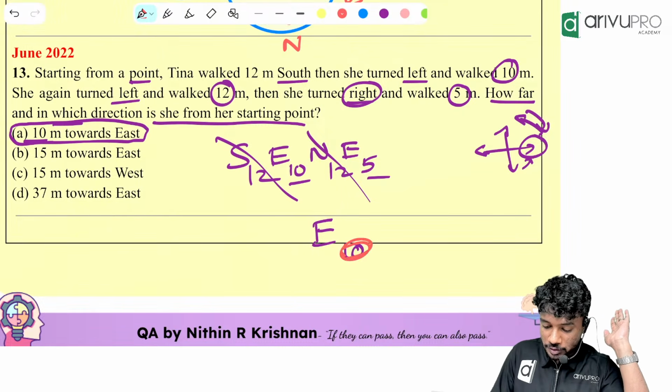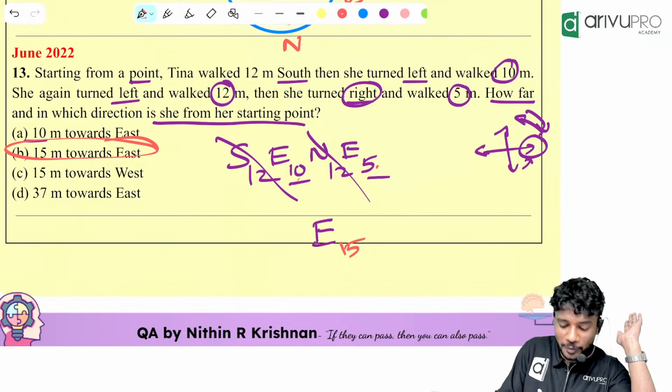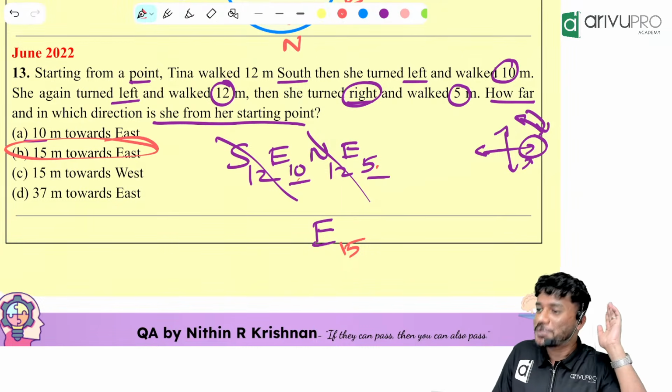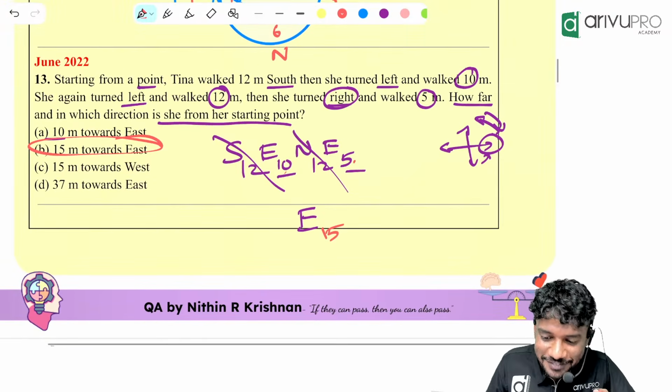Oh, I did not add up 10 plus 5. I forgot to do that. 10 plus 5 is how much? 15. Yeah, one more thing is when we do very fast, we will make mistakes also. Example right in front of you. Yes, east 15 is our answer.